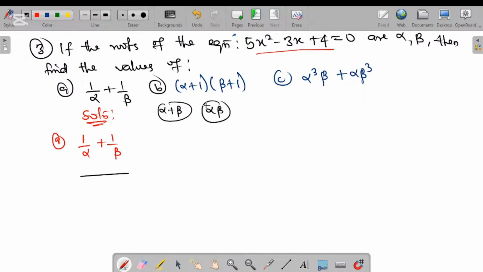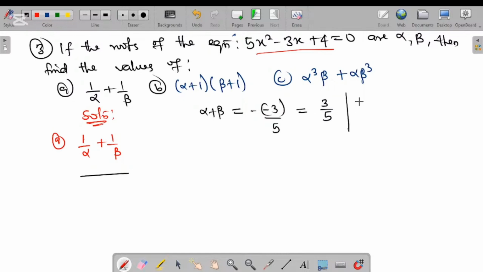Meanwhile, let's quickly do that. In fact, whenever you are given this kind of question, the first thing you need to do is to get your alpha plus beta and your alpha beta. For this question, what is going to be our alpha plus beta? That's minus of minus 3 all over our a, which is 5. And so our alpha plus beta will be 3 over 5. So we keep it somewhere. Then we also try to get our alpha beta. Our alpha beta is c over a, and that's going to give us 4 all over 5. So we keep these two somewhere because we are going to need them.